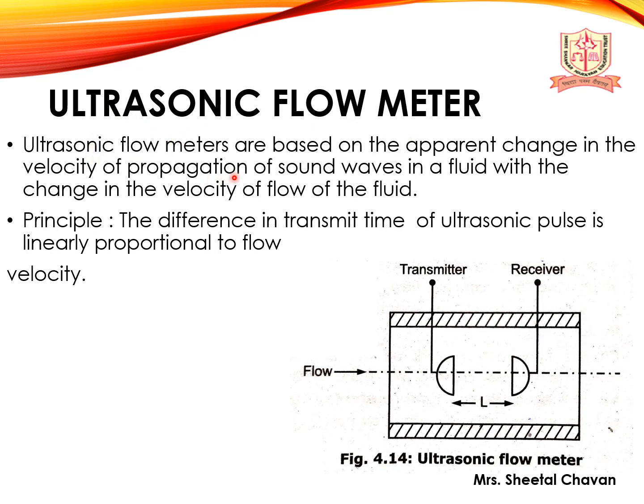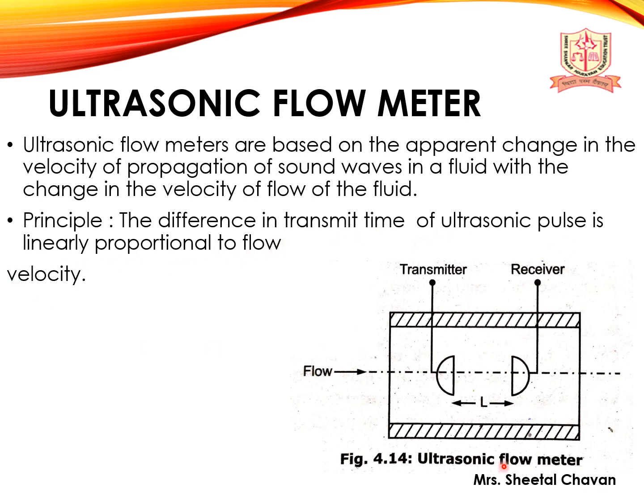The next point is ultrasonic flow meter. Ultrasonic flow meters are based on the apparent change in the velocity of propagation of sound waves in a fluid with the change in the velocity of the flow of the fluid. So what is the principle? The difference in the transit time of an ultrasonic pulse is linearly proportional to the flow velocity.